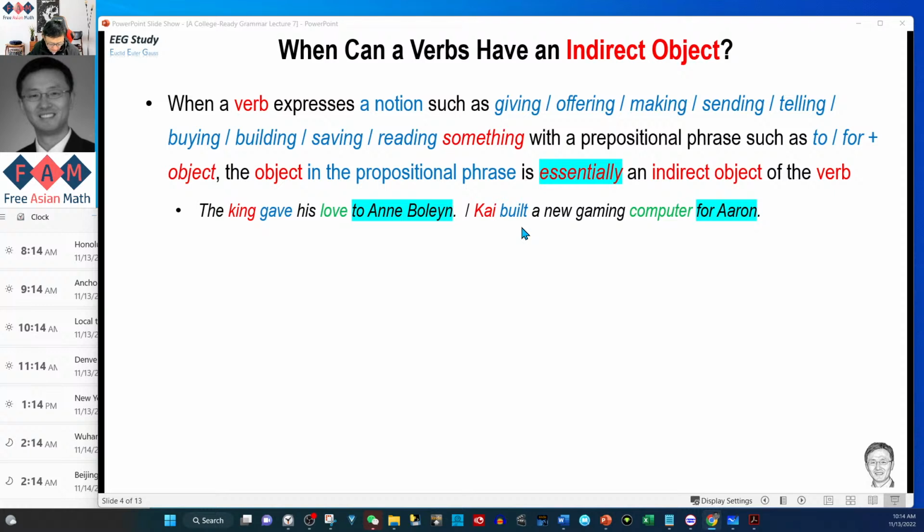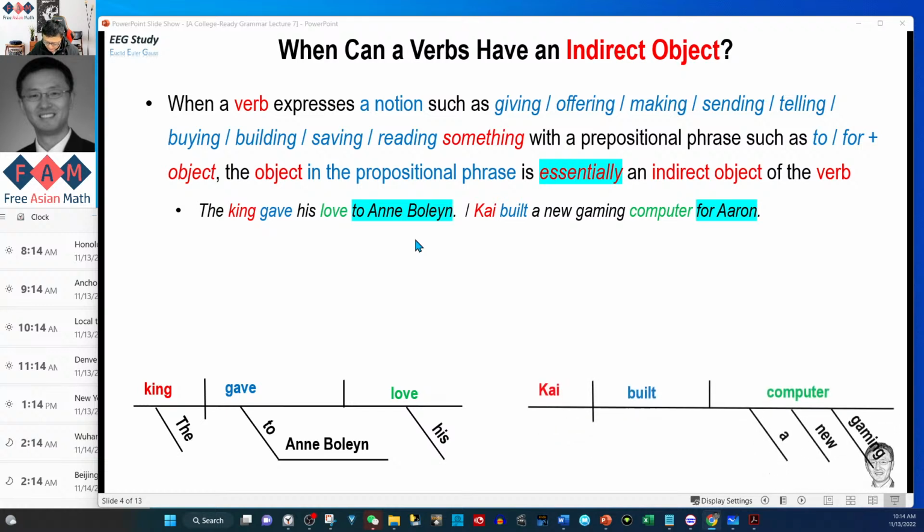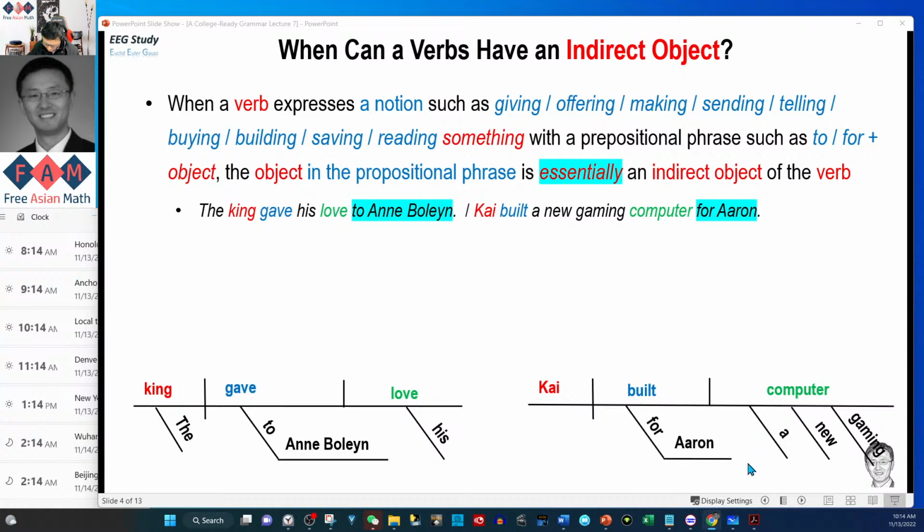For example, we already saw, the king gave his love to Anne Boleyn. Kai built a new gaming computer for Aaron. So you see that in the second one, we have for. The first one, we have to. So the diagramming of those will be quite similar. In the second one, for Aaron is the same as to Anne Boleyn. It modifies the verb build.